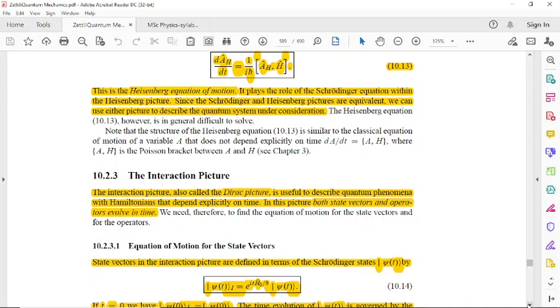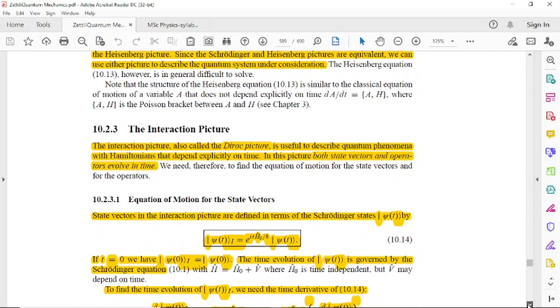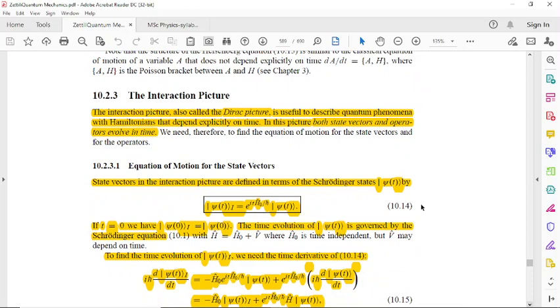Now we will go to the Dirac picture. It's also known as the interaction picture. It is useful to describe quantum phenomena with Hamiltonians that depend explicitly on time. In this picture, both state vectors and operators evolve in time. So in the interaction picture, both the operator and the state vector depend on time. Then we can directly go to the equation of motion for the state vectors.